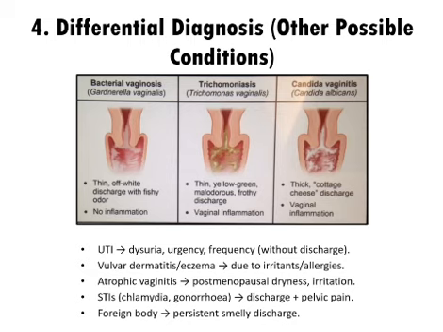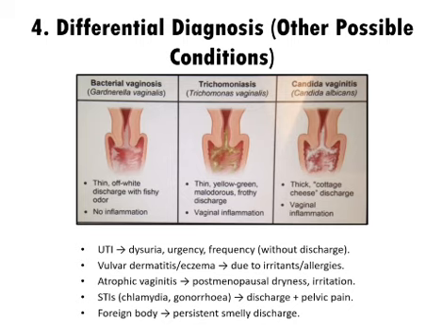Now we are going to discuss about the differential diagnosis process for those three types of vaginitis based on the patient history. Firstly, bacterial vaginosis, the discharge will be thin, off-white with fishy odor and without any inflammation. Secondly, trichomoniasis, the discharge will be thin but yellow-green in color, malodorous and frothy. There will be vaginal inflammation.